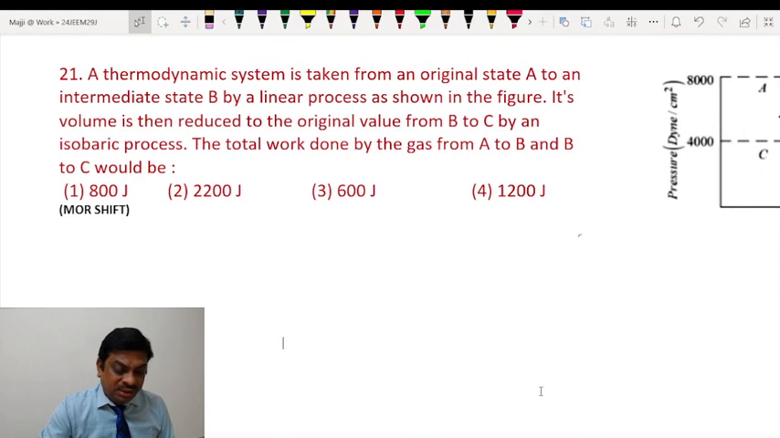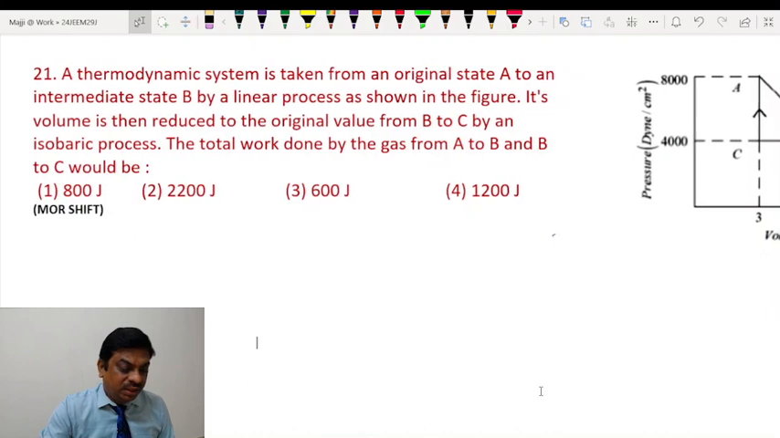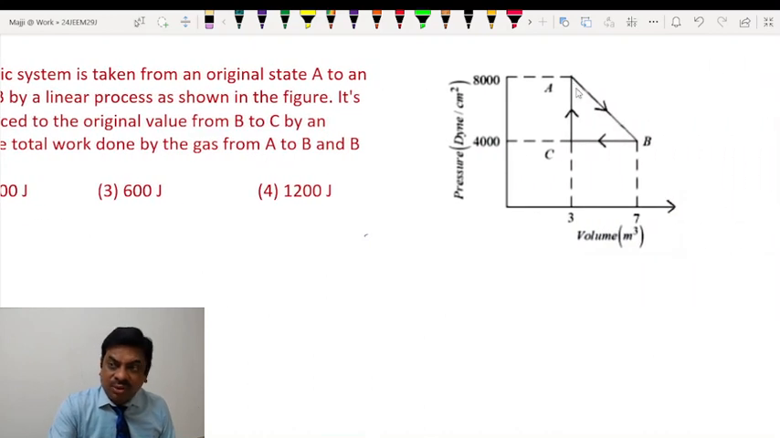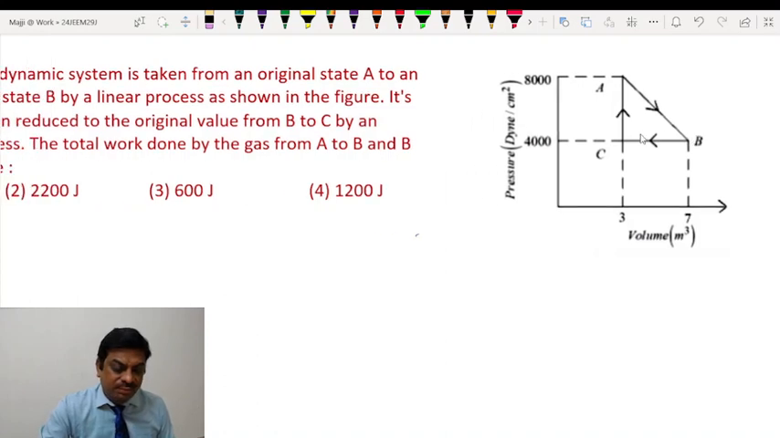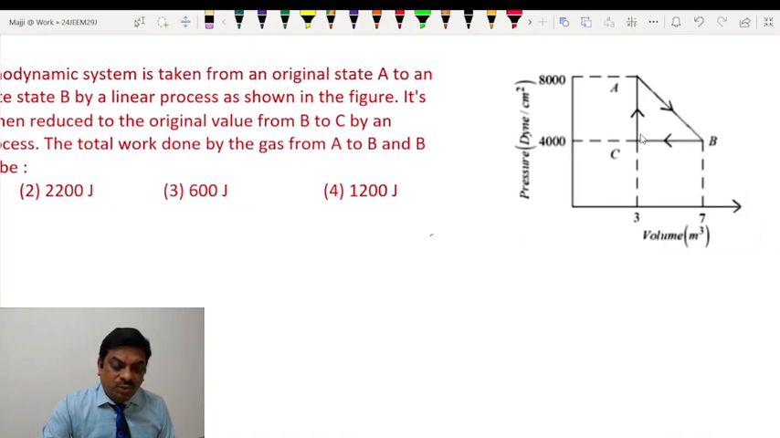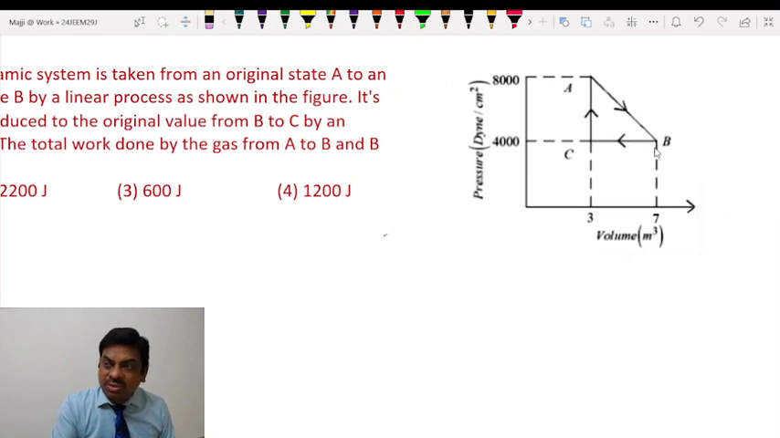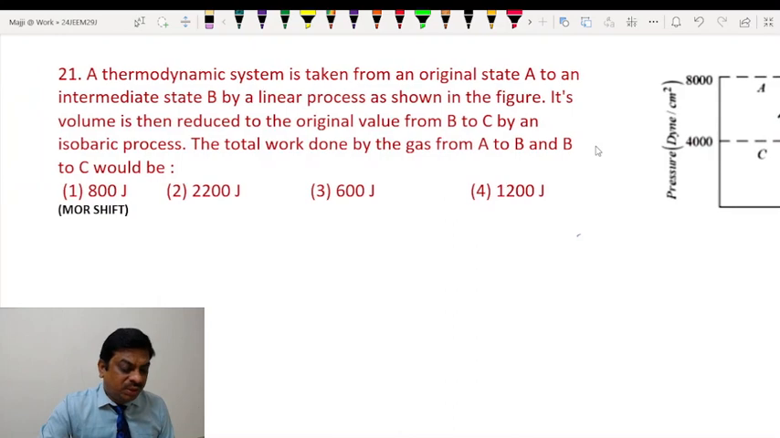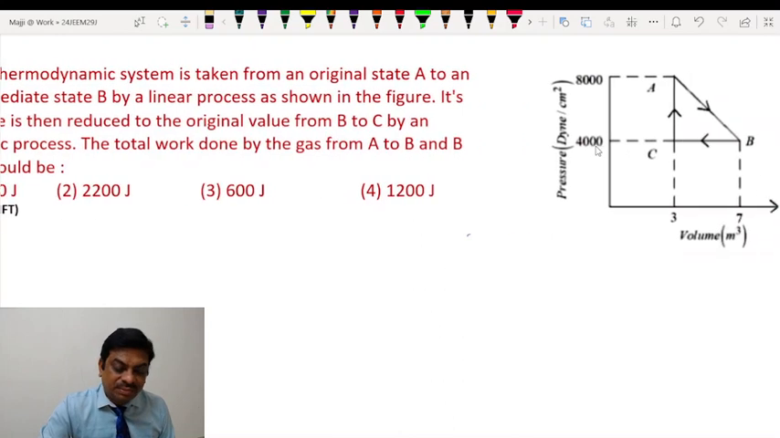A thermodynamic system is taken from an original state A to an intermediate state B by a linear process as shown in figure. This is the process, students, A to B. Its volume is then reduced to the original volume from B to C by an isobaric process. This is the next process, B to C, isobaric. So total work done by the gas from A to B and B to C will be.